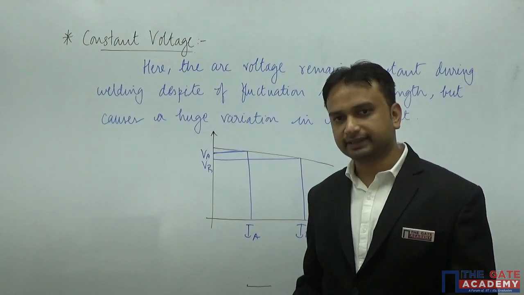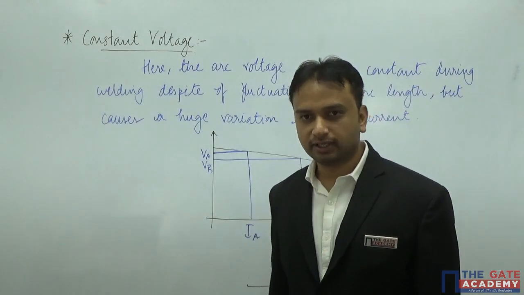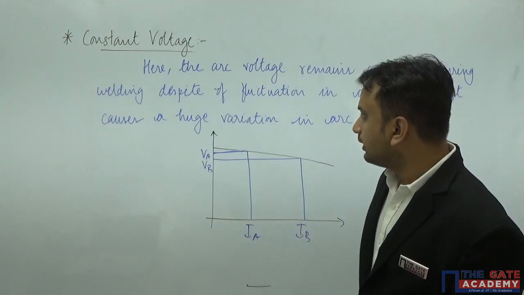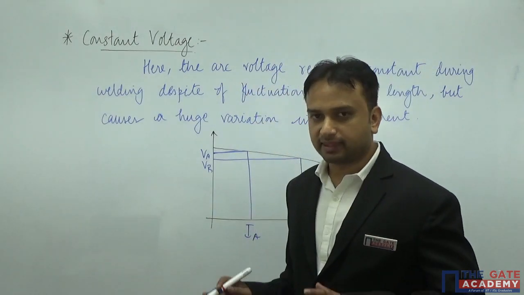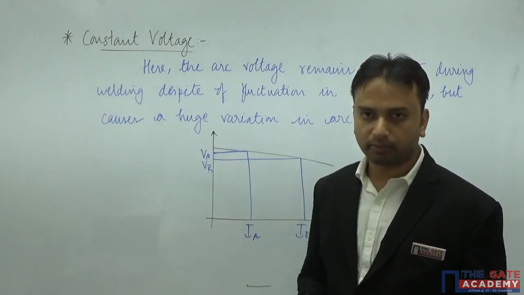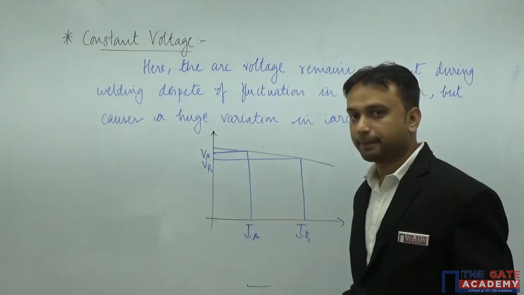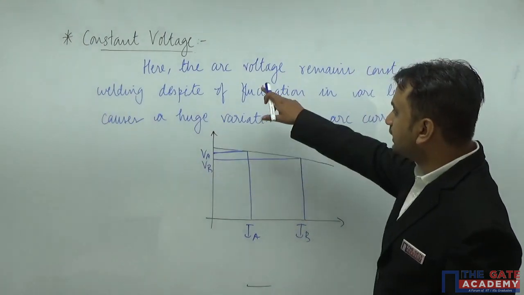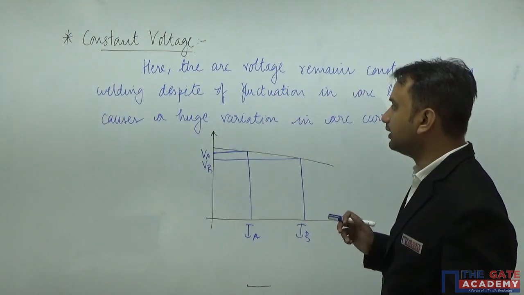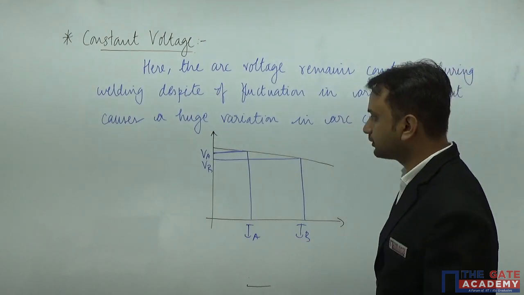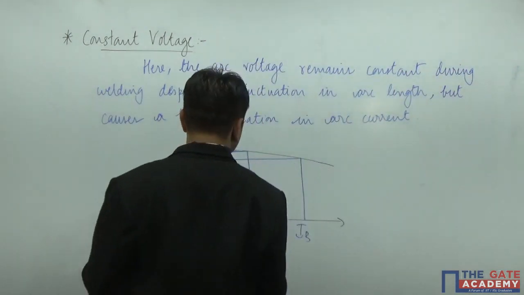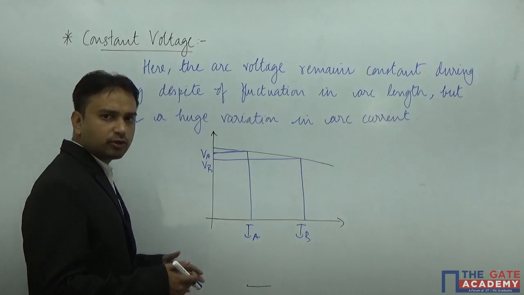Alright friends, let us have a look at constant voltage type power sources. Let me tell you that this kind of power source is used for automated machines, and why, you are going to know right now. Here the arc voltage remains constant during welding despite the fluctuation in arc length, but it causes a huge variation in the arc current.